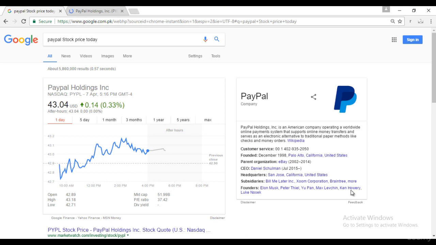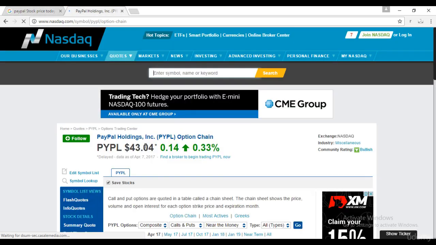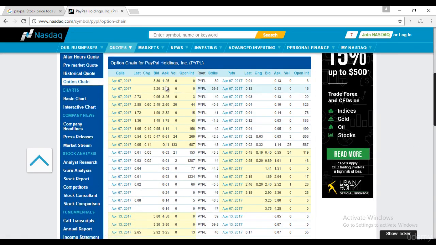Now let us look at PayPal Holdings today. It's currently trading at $43.04 right here. Now if you go to the PayPal Holdings option chain, you'll find its option chain. Now this is the call category. This is the puts category.